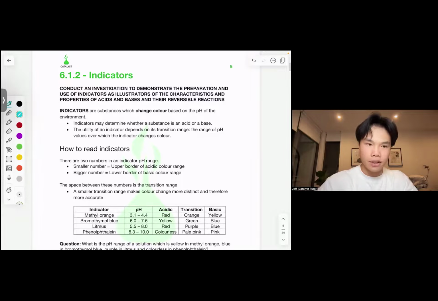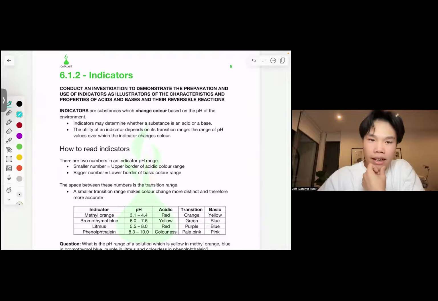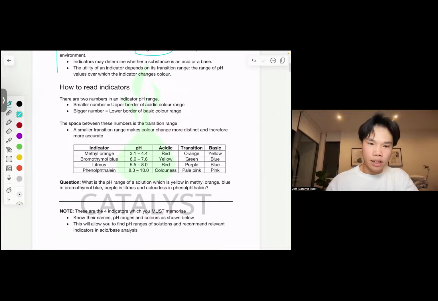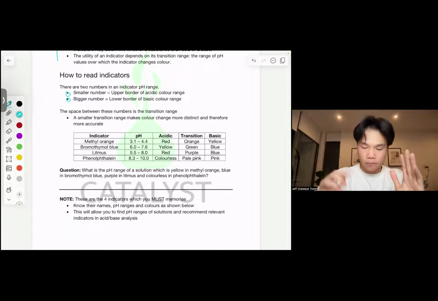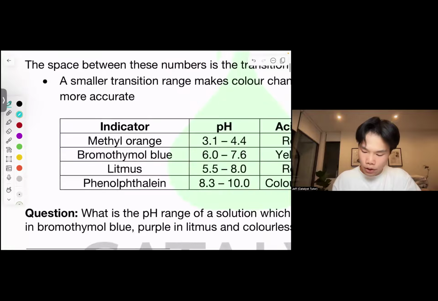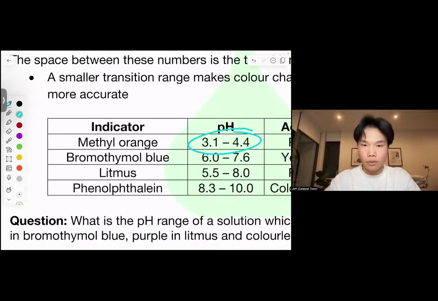Okay, indicators, moving along. What is an indicator? An indicator is a substance that indicates or shows a change in color when you have a change in pH. So depending on what pH you're in, the indicator will show a different color. How do you read an indicator? You'll have a smaller number and a bigger number within a range. So if you have methyl orange, for example, with a pH of 3.1 to 4.4, how do you interpret this indicator?